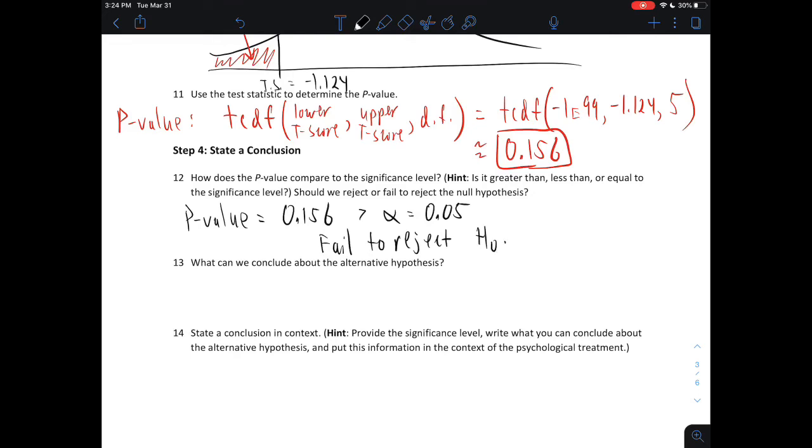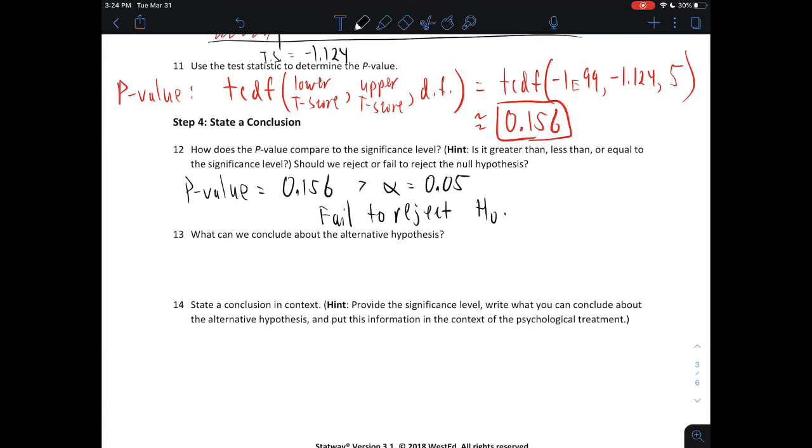And as a consequence of that, if we fail to reject the null hypothesis, then number 13, what can we conclude about the alternative hypothesis? The data does not support the alternative hypothesis. And then finally, number 14, state a conclusion in context. Hint, provide the significance level. Write what you can conclude about the alternative hypothesis and put this information in the context of the psychological treatment.